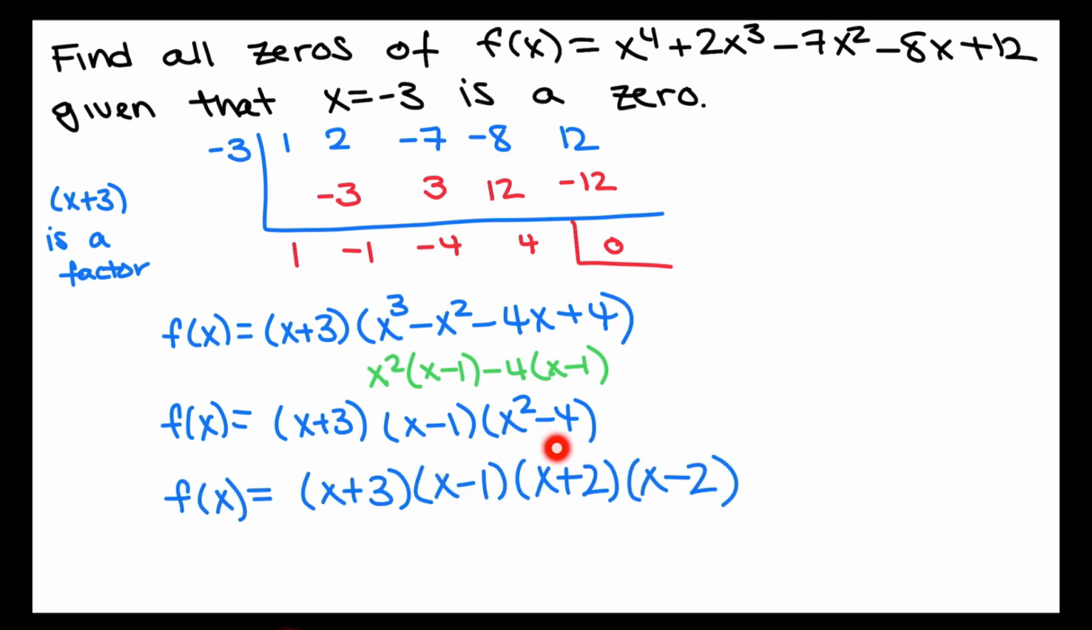We can factor this x squared minus 4 further. That's a difference of perfect squares, and it can be factored as x plus 2, x minus 2. So now I've got my polynomial in factored form, 4 factors, 4 zeros. My zeros are negative 3, positive 1, negative 2, and positive 2.